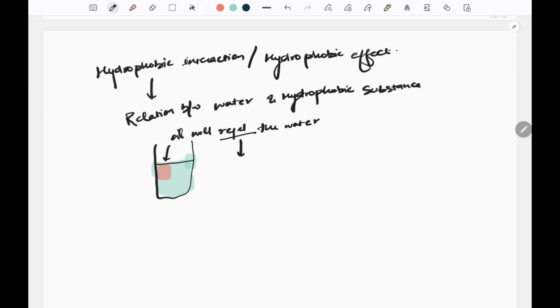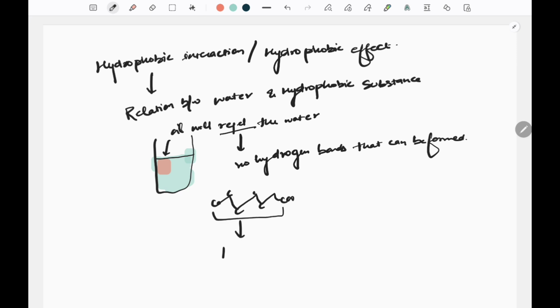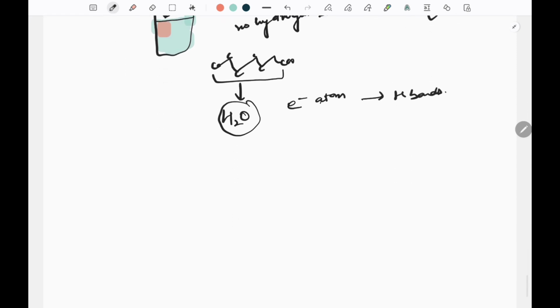And this repelling is happening because there are no hydrogen bonds that can be formed, as we are going to study the basic structure of lipid, but it's something like this. There is a carbon-carbon chain and there is a carboxylic group at one end, right? Due to this carbon-carbon chain, there is no direct interaction that can happen with a water molecule. As we have studied, we need an electronegative atom so that it interacts with H2O and makes a hydrogen bond, right? But in this case, no such possibility occurs.